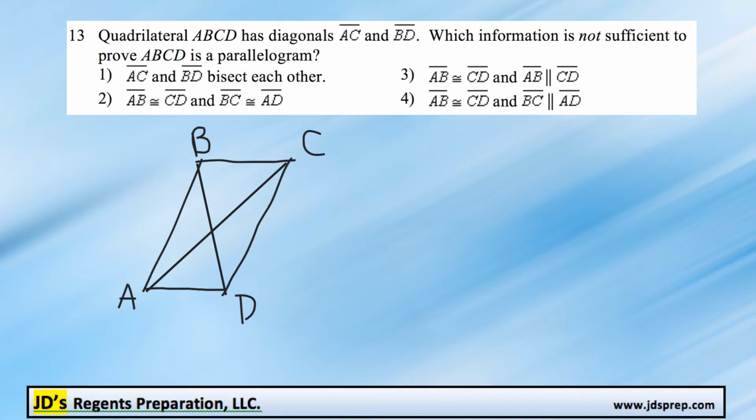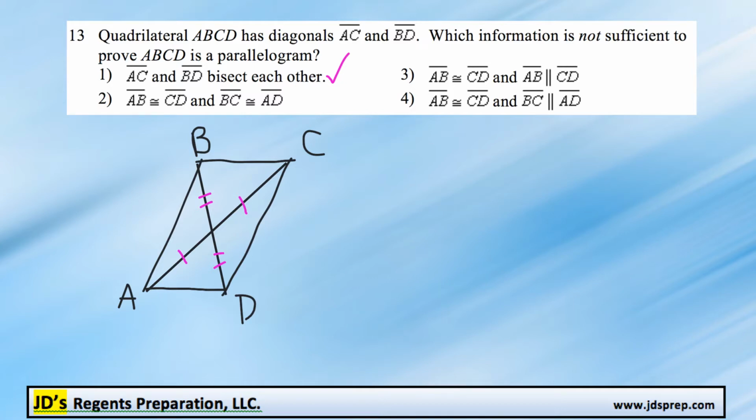One of them is if the diagonals bisect each other, meaning if the distance from A to the center is equal to the distance from the center to C, and from B to the center and D to the center are also the same. So they're bisecting diagonal lines. So that's option number one. That would be enough to prove that it's a parallelogram.